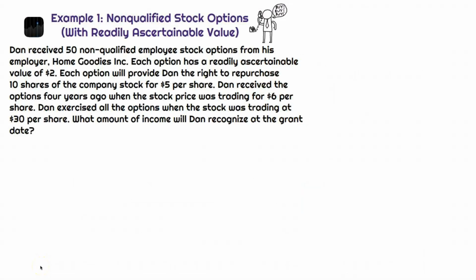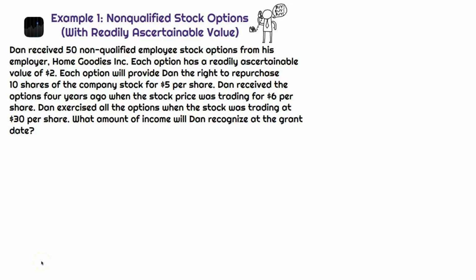Okay, so we have 2 examples we're going to run through. And again, we need to remember the 4 tax implications when it comes to these non-qualified stock options. So let's run through it. Dan received 50 non-qualified employee stock options from his employer, Home Goodies, Inc.